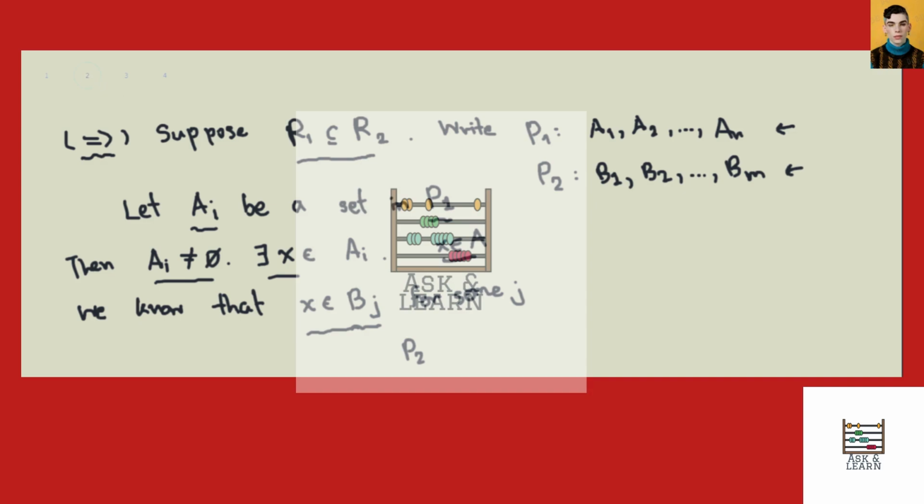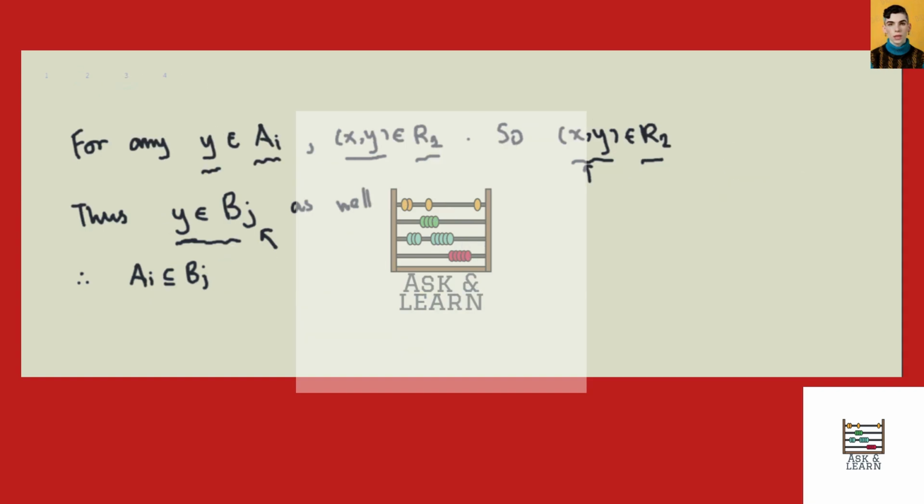So we start with some Ai as a set in the partition P1, and we show that any element in that set will also be in some Bj in the second partition. That means Ai is a subset of Bj. And this is true for any Ai that we start with. So in the end, we have that P1 is a refinement of P2. All right, so the first implication is clear.